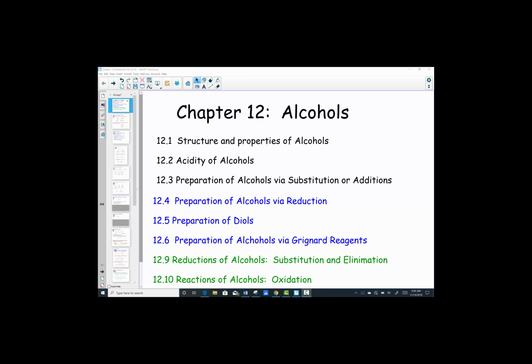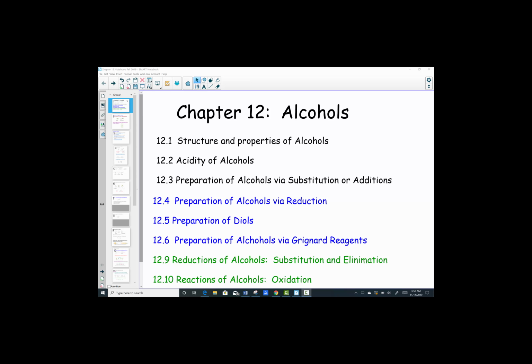In our first lesson in this recording, we'll focus on section 1, the structure and properties of alcohols, including the nomenclature practice. In the second, we'll review the acidity of alcohols, bringing back some pKa values in comparison to other types of protonated molecules. And finally, in section 3, we'll review the preparation of alcohols via substitution or additions. Quite a bit of review really from chapter 11 with the synthesis chapter. You've been employing many of these same techniques. This allows us to just make a connection with alcohols.